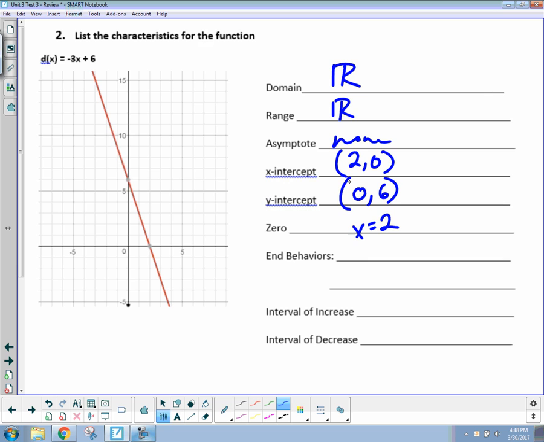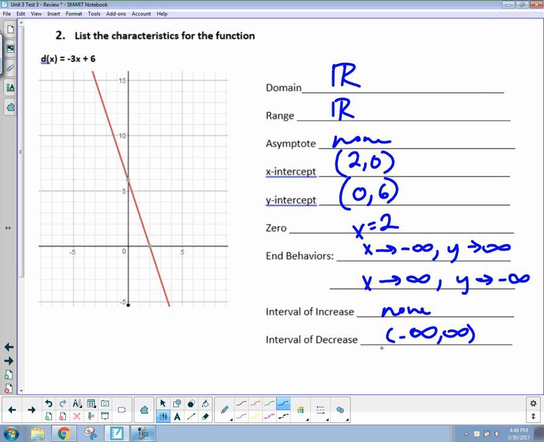In behaviors, as x approaches negative infinity, y approaches infinity, and I was about to say Anthony, that'd be weird. X approaches infinity, and y approaches negative infinity. Intervals of increase, we're going to say none. And intervals of decrease, negative infinity to infinity, because this has a negative slope.